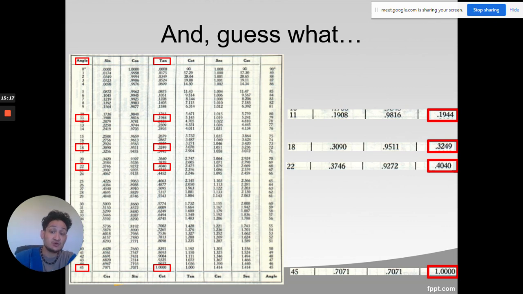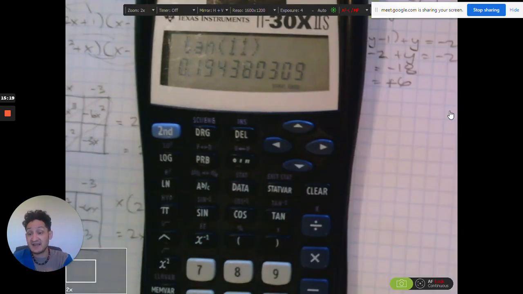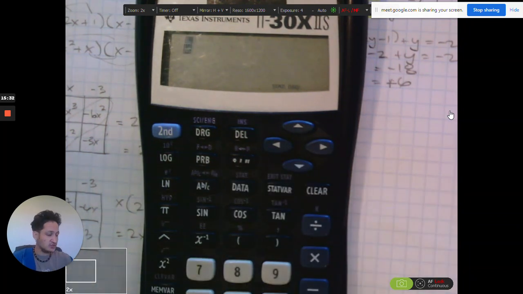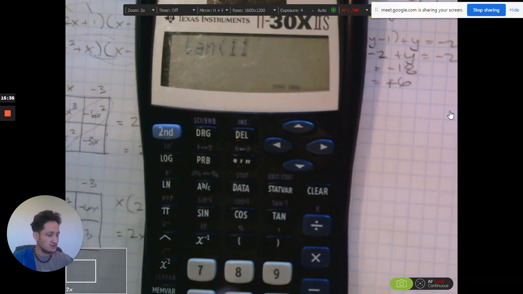What I need you all to do is find out and make sure you know how your calculator will show you the tangent ratio of an 11-degree angle, which is 0.194380309. If you have this calculator, it's simple. You just type it in like you're supposed to. The tangent of an 11-degree, and I press enter.